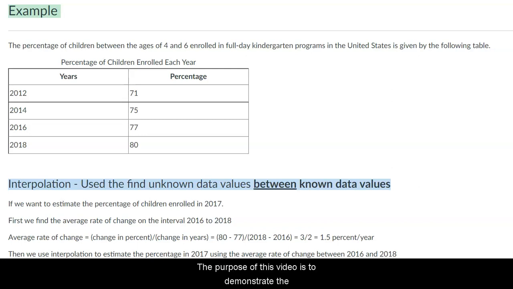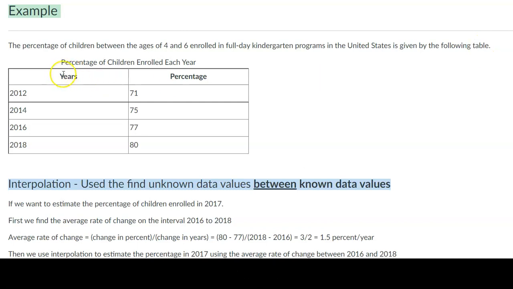The purpose of this video is to demonstrate the distinction between using interpolation versus extrapolation for estimating unknown data values. So we're using one example to compare these two methods. The percentage of children between the ages of 4 and 6 enrolled in full-day kindergarten programs in the United States is given by the following table.